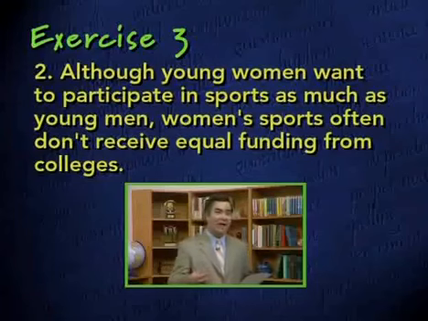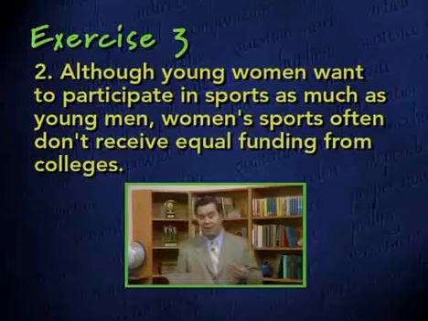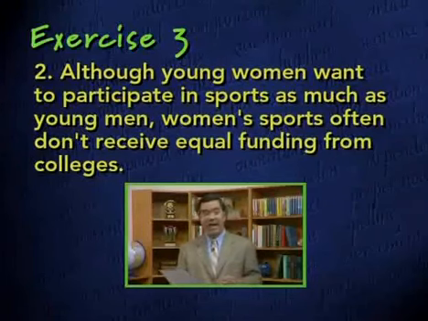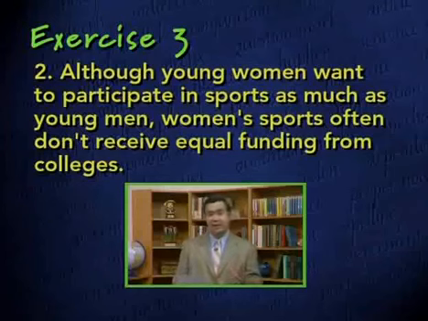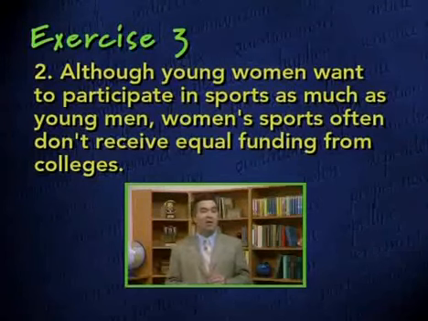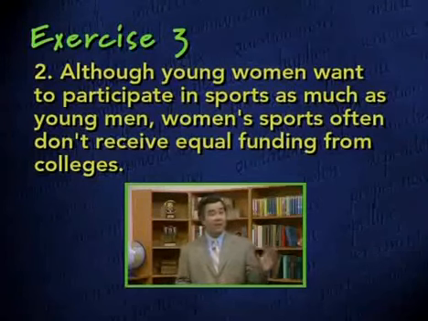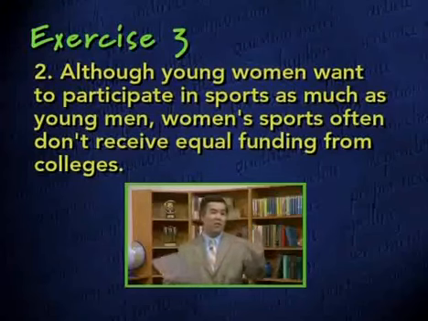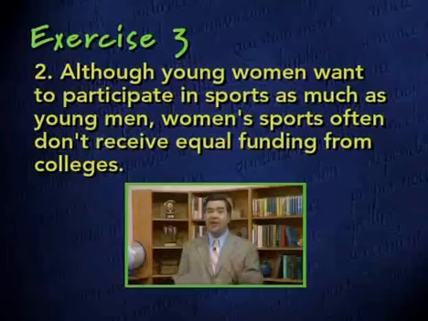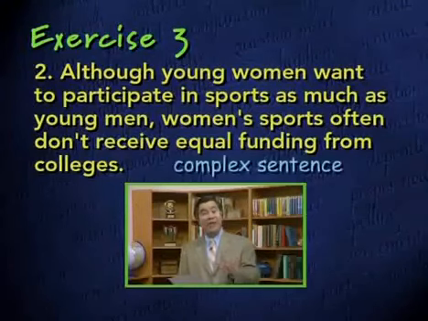Here we have an independent clause. This could stand alone as a complete sentence. Don't receive is the verb, and sports, or women's sports, more broadly, is the subject. This could stand alone as a sentence, so it's an independent clause. So we have here a subordinate clause linked to an independent clause. The two ideas together make one complete thought, and therefore we have a complex sentence.